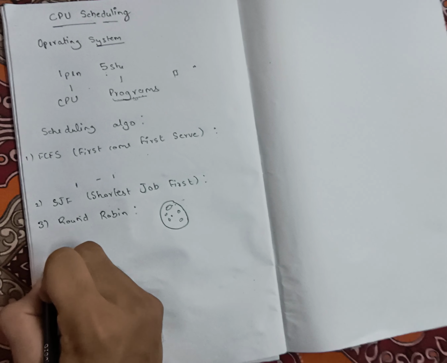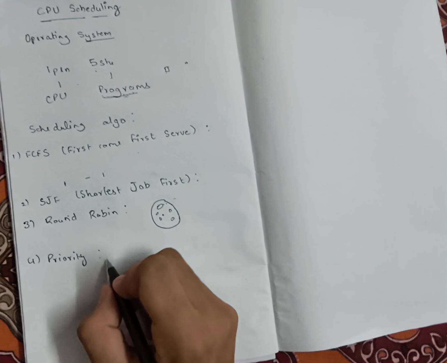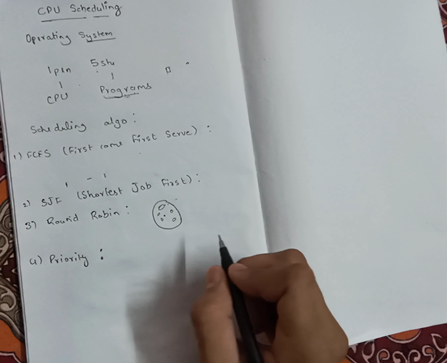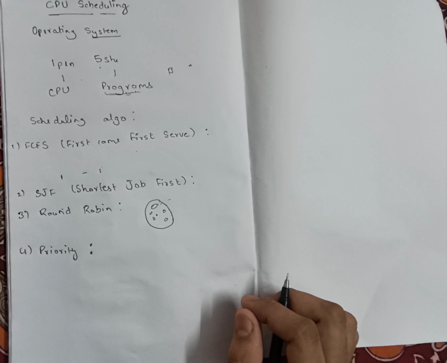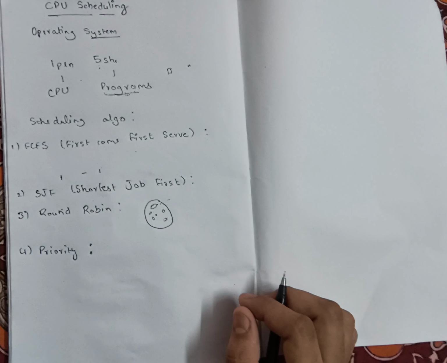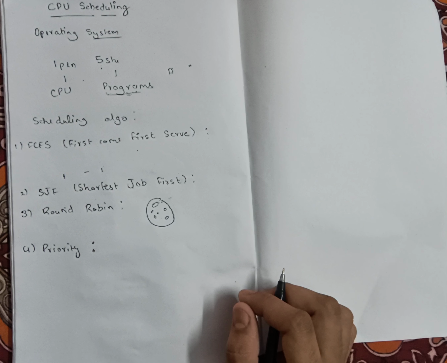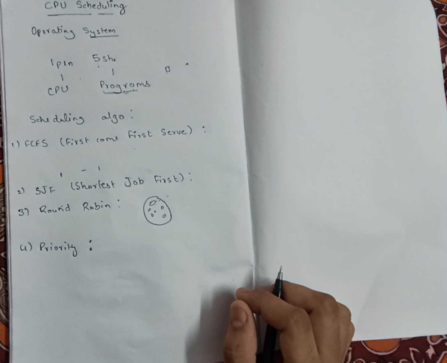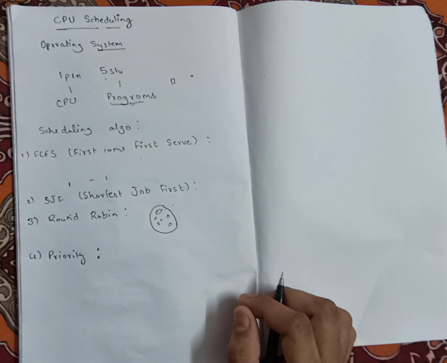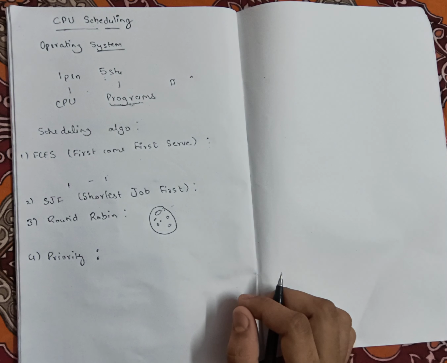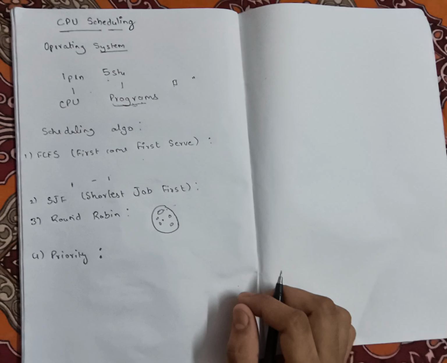And the last one is priority scheduling. It means every process has some priority. High priority processes are executed first, just like in hospitals where emergency cases are handled first and then normal cases. So here the order is decided on the basis of their priority.